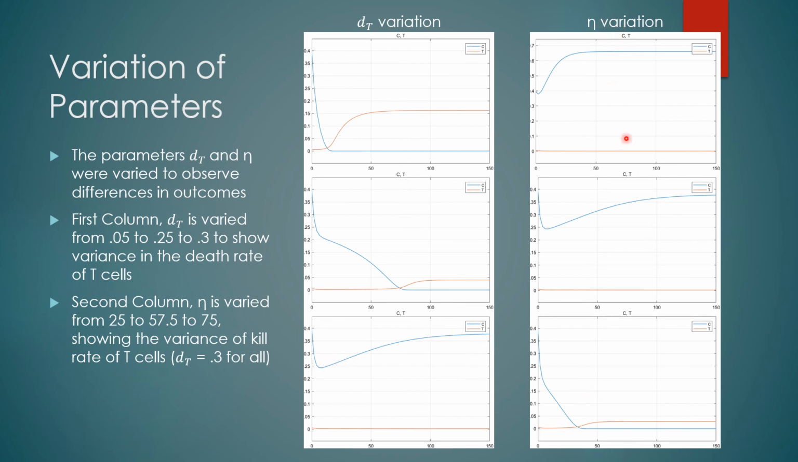Whereas in this eta column with dt being 0.3, you see that an eta at a very low value allows the tumor to grow. Same goes for a middling value with that 0.3 dt. The tumor is also able to grow, but if you get it up to a high value, such as 75 in this case, it is able to overcome that high rate of T cell death and eliminate the tumor.